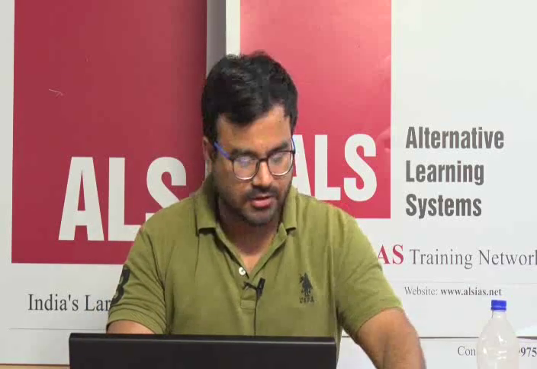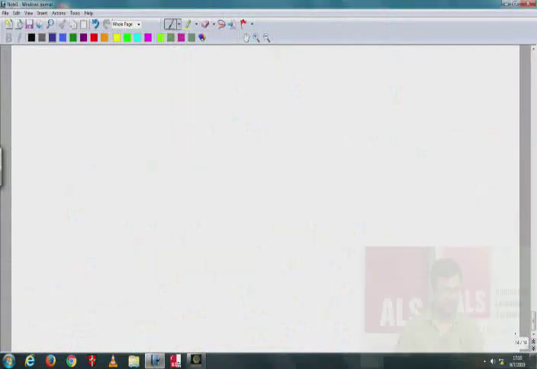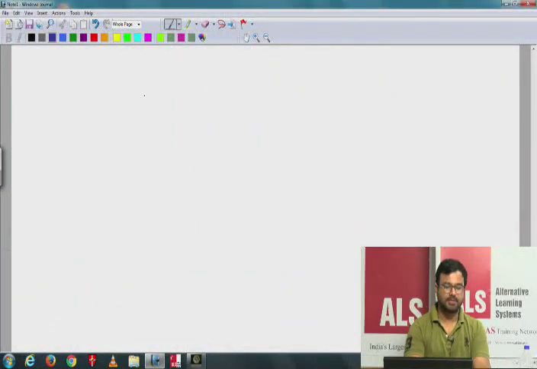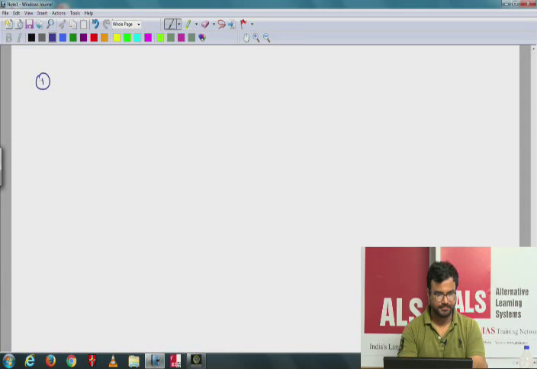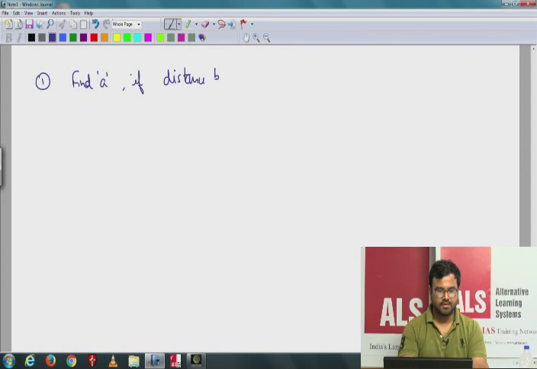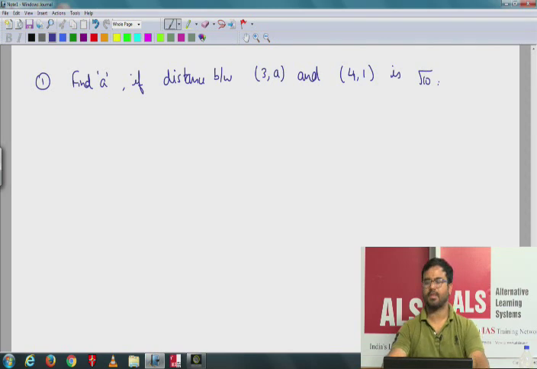Okay, so the first question is, based on the distance formula, find the value of A if the distance between 3 comma A and 4 comma 1 is root 10. The first question. Try this.